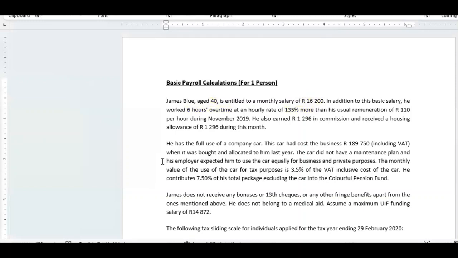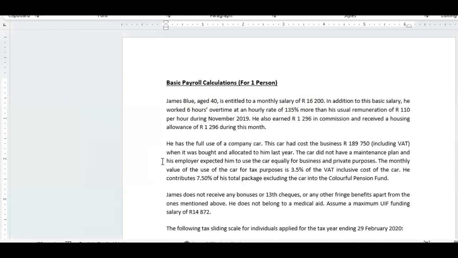Good morning, students. Today I'm going to show you how to do the basic payroll calculations for one person. This is typically a question that you will get in assignment 2 or test 2, not in the exam. In the exam, you will be required to do the basic payroll calculation for 7 people, and we will look at that at a later stage.